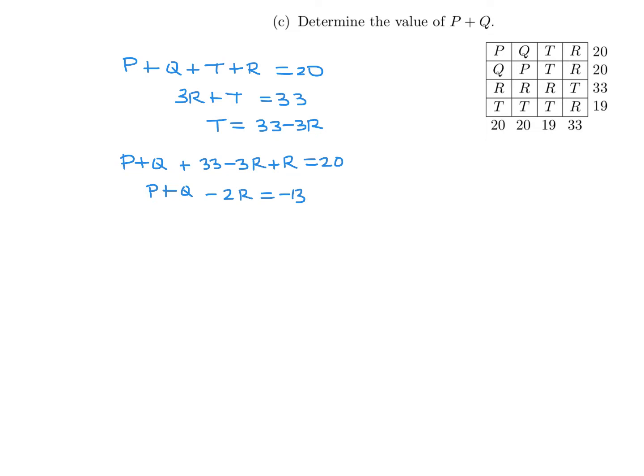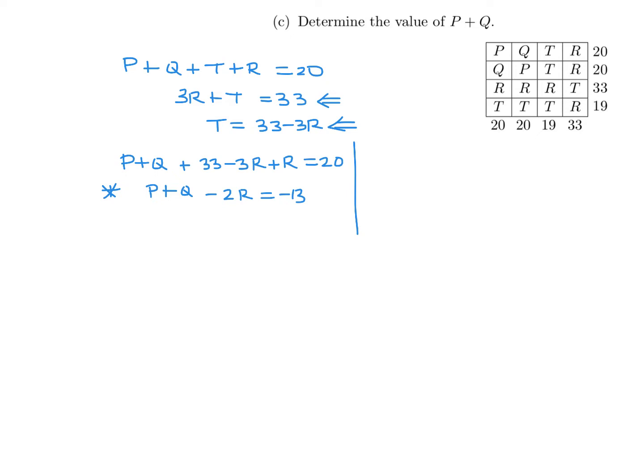If I can get the value for r, then I can calculate p plus q. So this will be an important equation. We'll save that for a little later. I'm trying to get now the value for r. Where can I go to get that? Well, 3r plus t is 33, and we isolated for t, so that helps. If I can get something else in terms of t, I think I'll be able to figure this out.